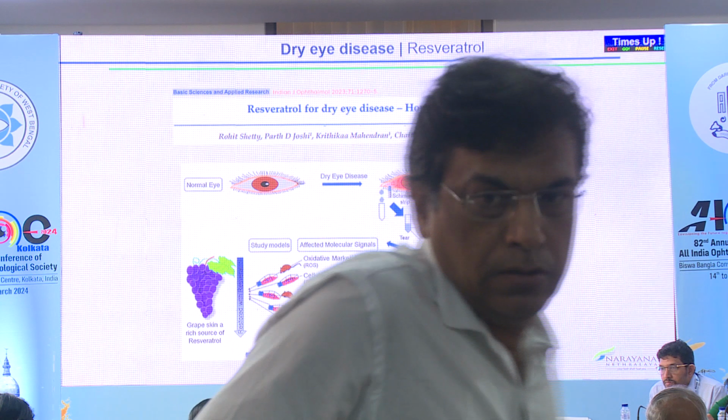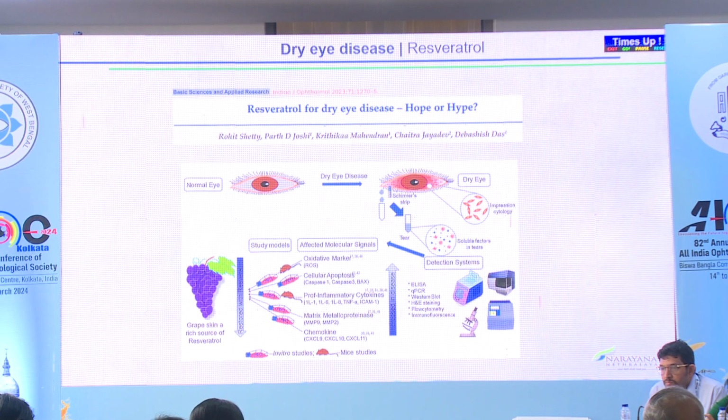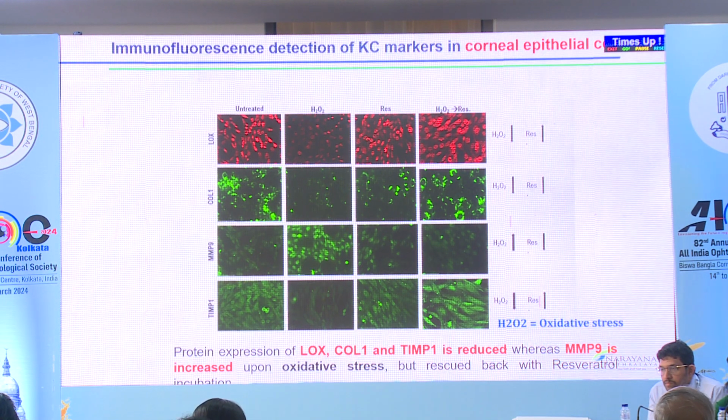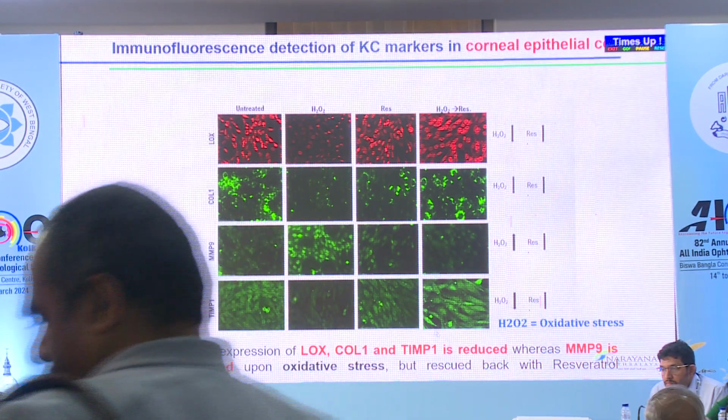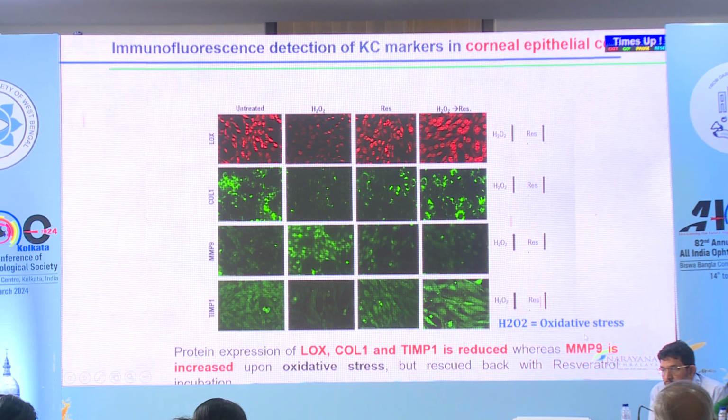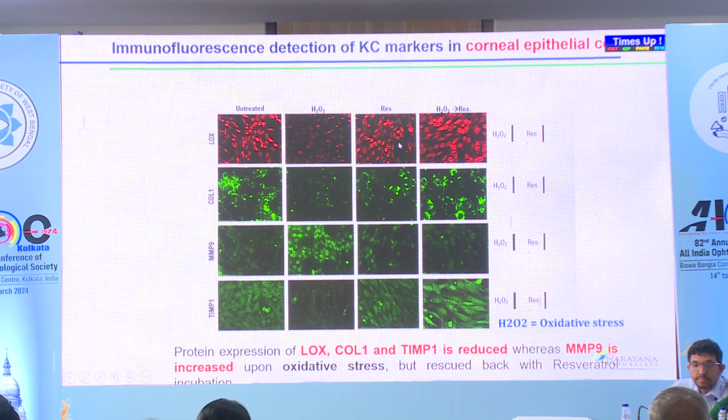The last one is resveratrol. It's one of my new areas of interest. It comes from wine grapes, the seed and the cover of the grapes, and it again has a huge role in building the collagen. It reduces the TIMP1 activities with the inhibitors of MMP9, and you can see that it helps the eye withstand oxidative stress.